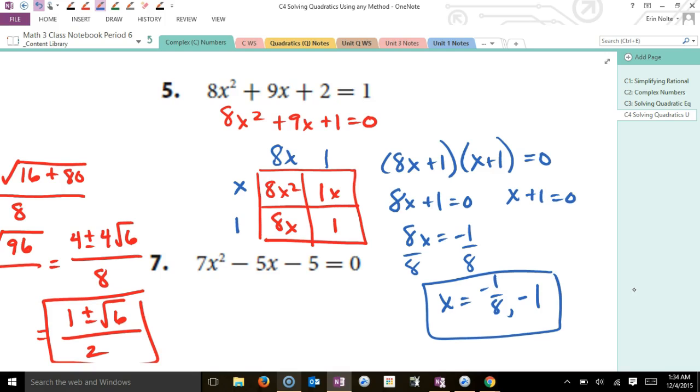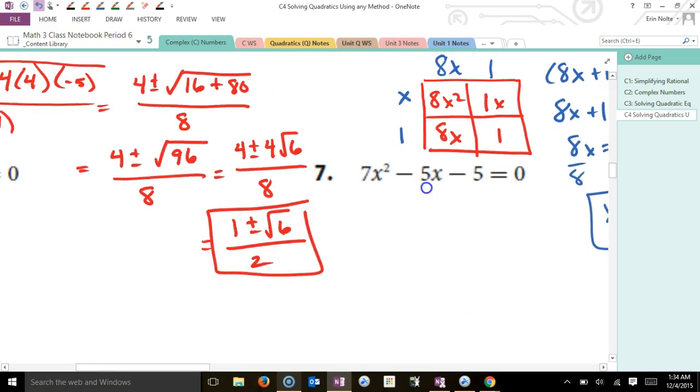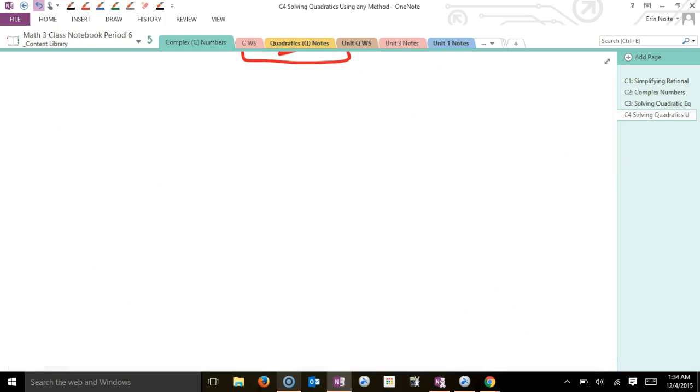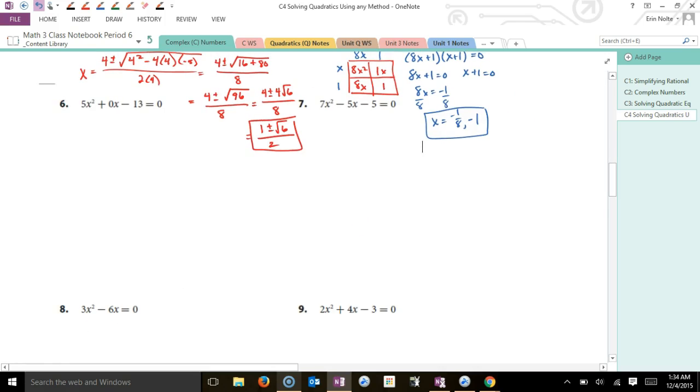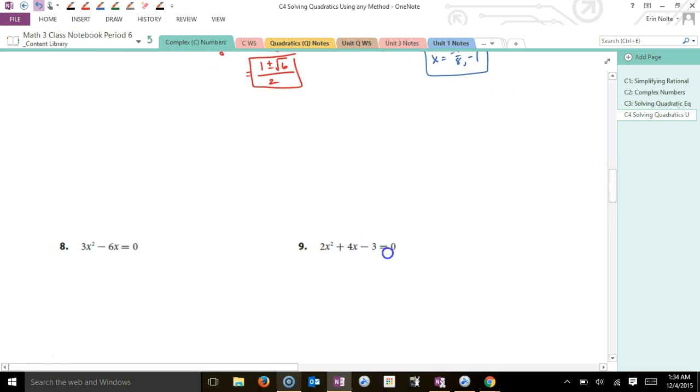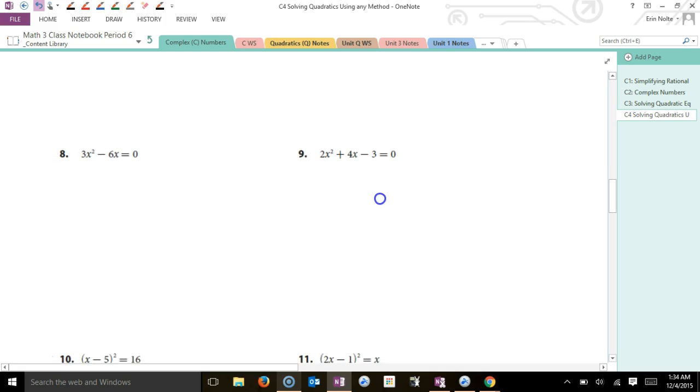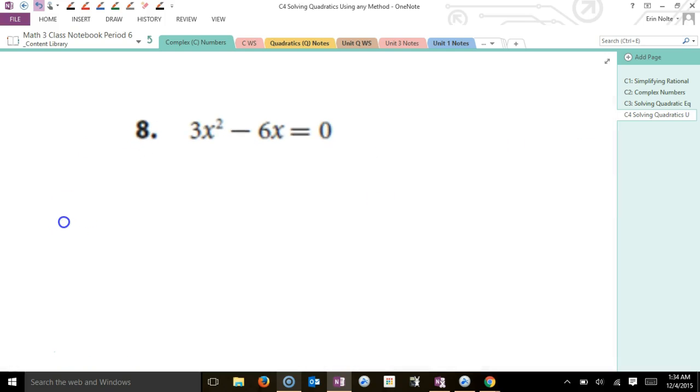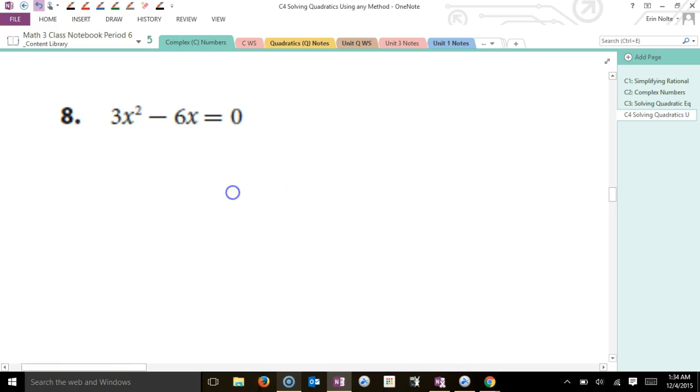Okay, so the last method, the one we have not hit yet, is solve by graphing. So let's do one where we're going to solve by graphing. Let's do number 8. So let's pull this to the side. All right, so you need to do this on a calculator. So everybody grab their calculator. I'm going to grab my Webbit.